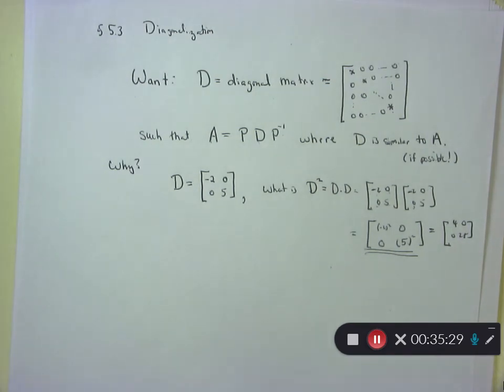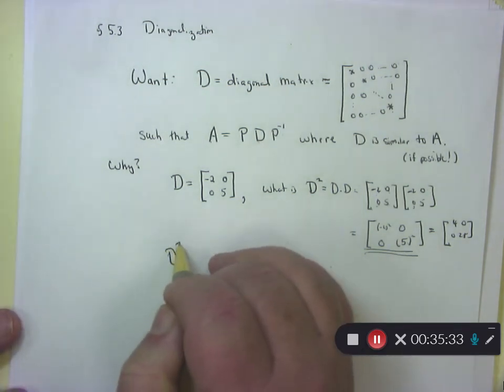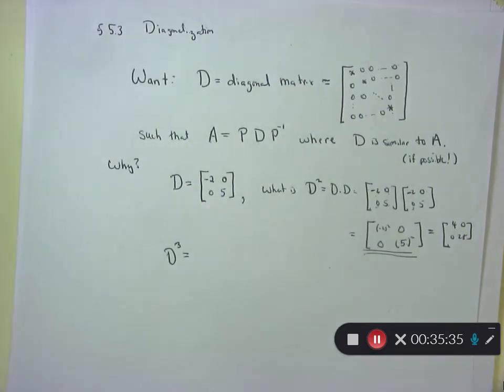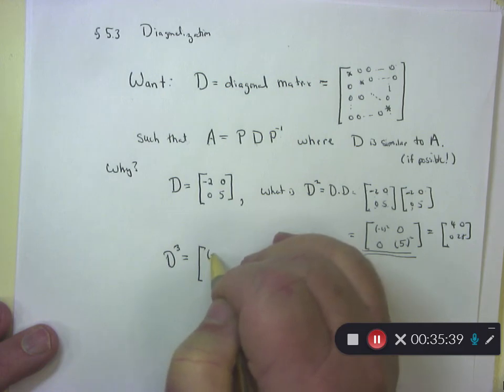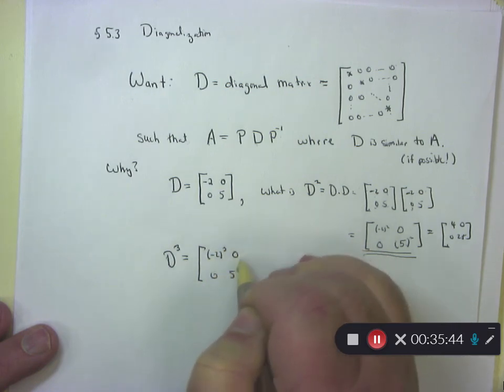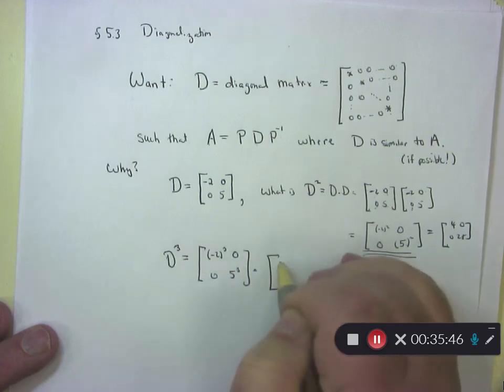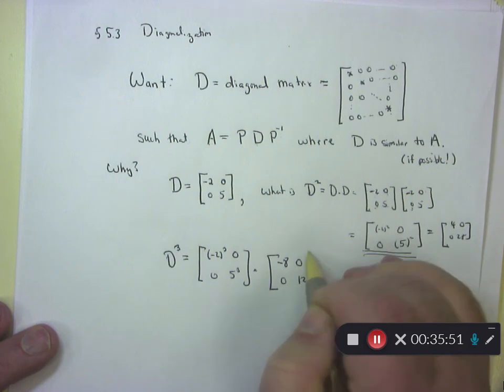Okay? So, if you understand that, please tell me what is D cubed going to be equal to? Cube would be -2 cubed, 0, 0, and 5 cubed, which would be -2 cubed is -8, 0, 0, 5 cubed is 125.